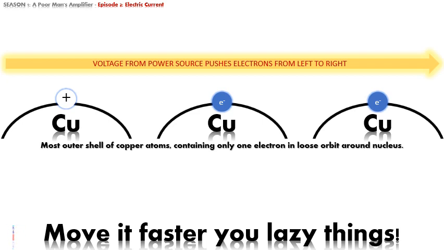This process will continue for each and every atom in our copper wire conductor as long as there is a power source that produces enough voltage to keep pushing electrons. If these electrons, under the influence of voltage, are moving in an organized and orderly fashion, that by definition from the beginning of the video, is called electric current. Not difficult, right?